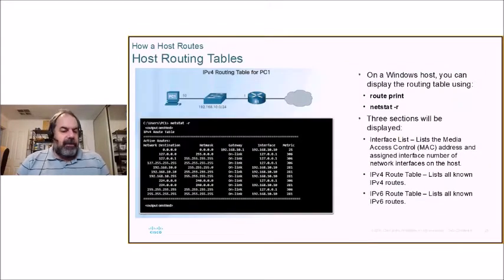So you can actually have a look at the routing table on your PC. Of course this is a Windows PC that they're giving the example for. And so if you type in route print or netstat -r, it will show you the routing tables. The output looks roughly the same. And so basically you get an interface list of which interfaces you have, and then you have the routing table for IPv4 and then IPv6.